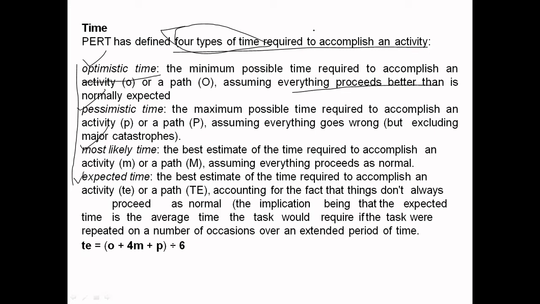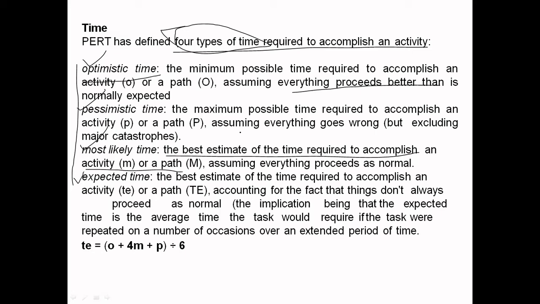And most likely time is one more we have. The best estimate of the time required to accomplish an activity or a path, assuming everything proceeds as normal. Best estimation of the time is the most likely time, that's called M. Most likely, how much will it be? 3 days time, 2 days time. Most likely it takes only this much time.